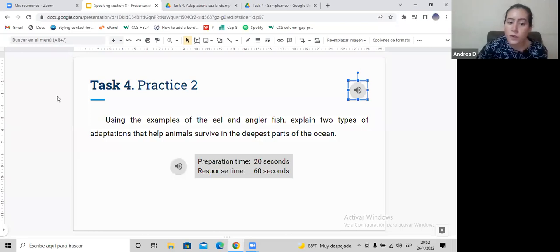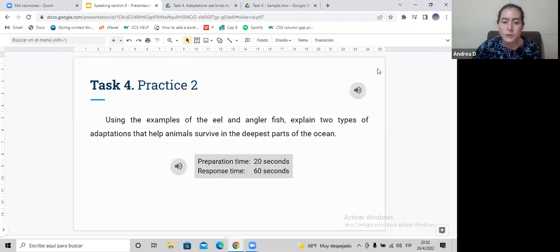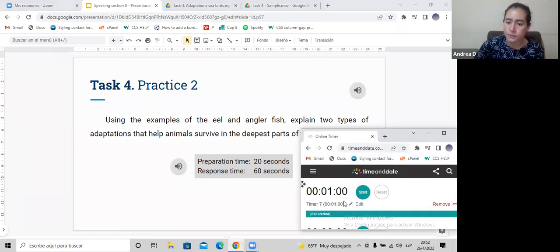Okay. The question is, using the examples of the eel and anglerfish, explain two types of adaptations that help animals survive in the deepest parts of the ocean. Okay, now you've got 20 seconds to prepare.